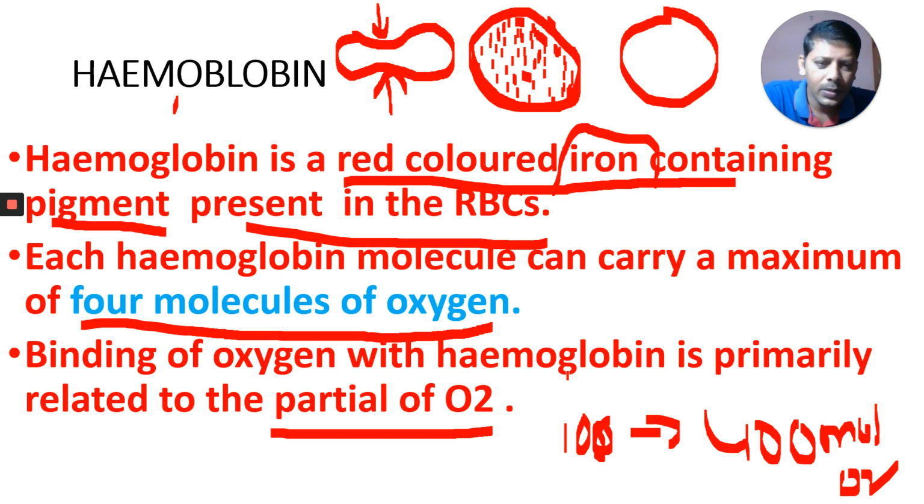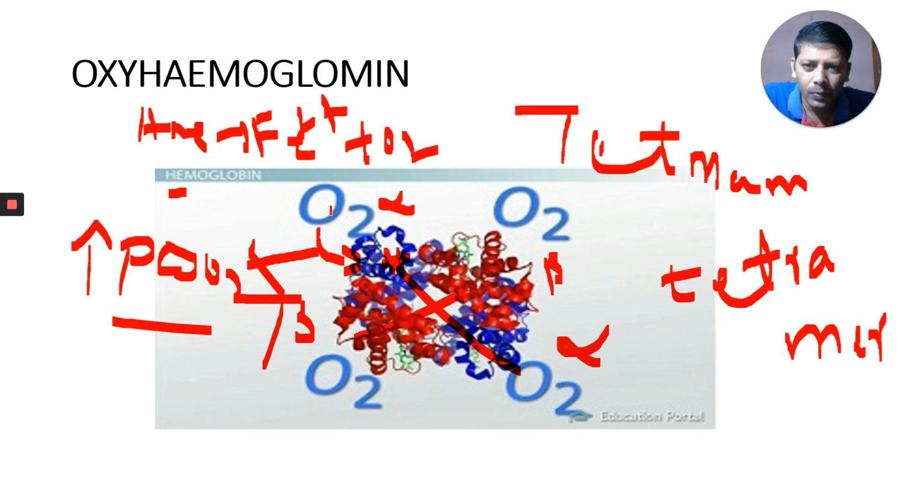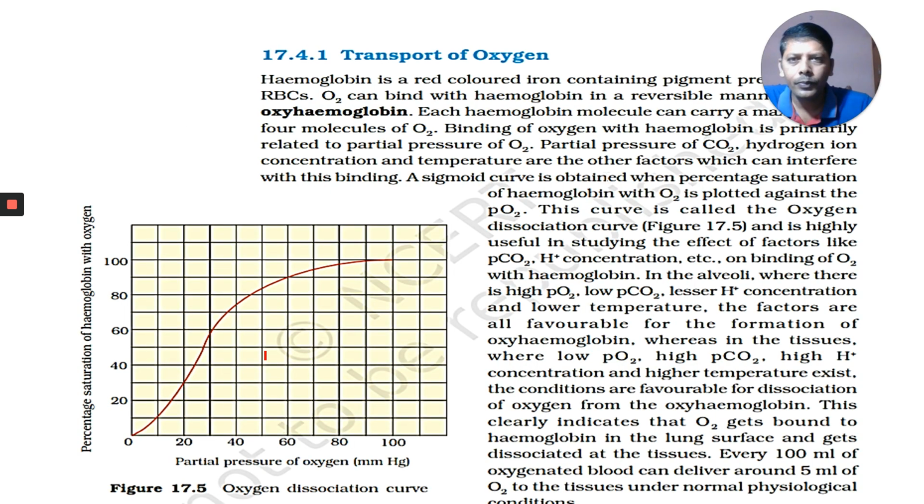Binding of oxygen with hemoglobin primarily depends on the partial pressure of oxygen. At our lungs, the partial pressure of oxygen is more. That's why binding is more. At our tissues, the partial pressure of oxygen is low. That's why oxygen dissociation takes place.